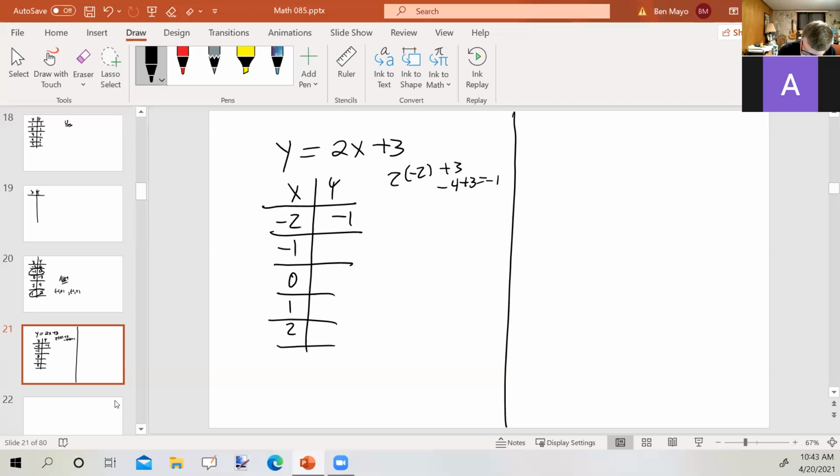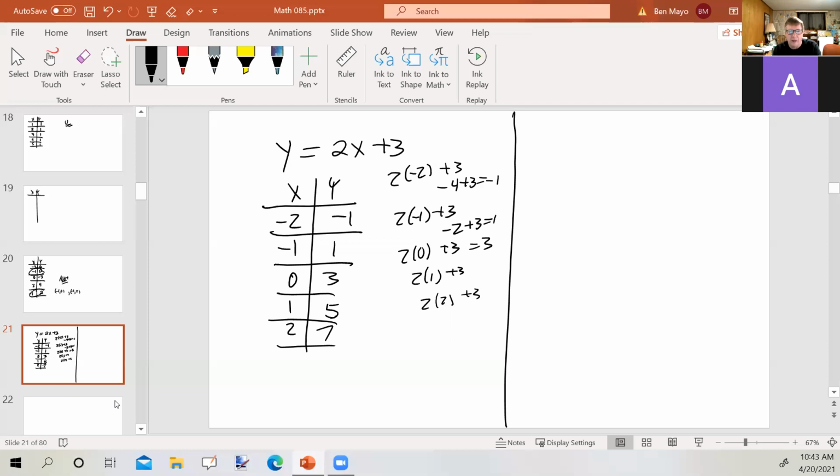Okay. If x is -1, 2 times -1 plus 3, -2 plus 3 is 1. If x is 0, 2 times 0 plus 3 is 3. 2 times 1 plus 3 is 5. 2 times 2 plus 3 is 7. Okay, so we've got these ordered pairs. And we can start to see that for each input, we're having exactly one output. If I wanted to tell the world that that was a function, I'm going to replace the variable y with this symbol.